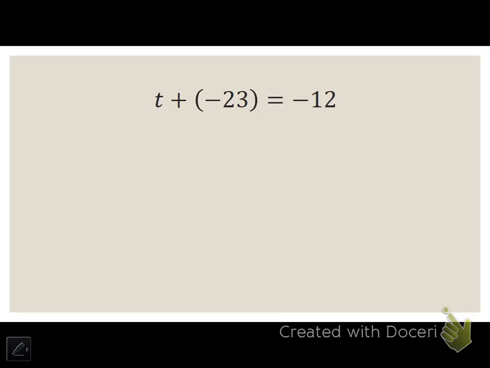Okay, this one's a little weird. A positive and a negative, that's the same thing as t minus 23. So to get rid of 23, we have to add it to both sides. So t should then equal 11, because negative 12 plus 23 is positive 11.